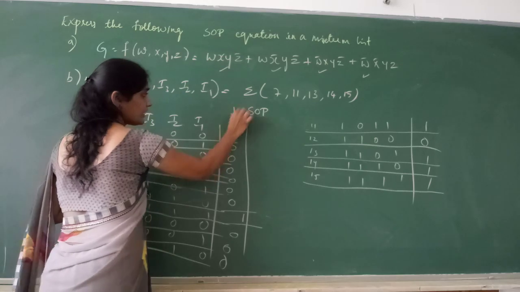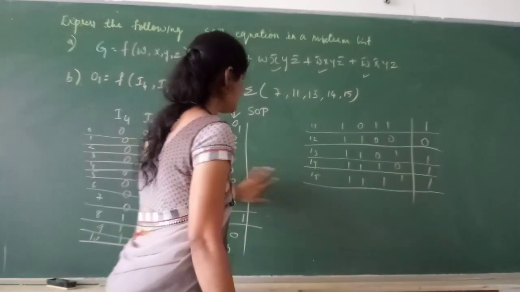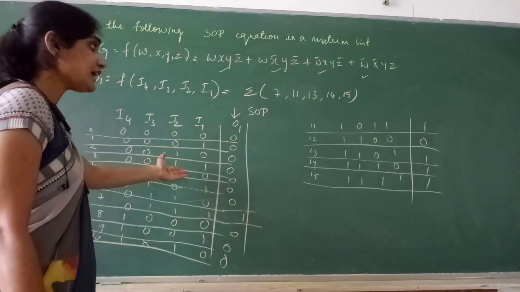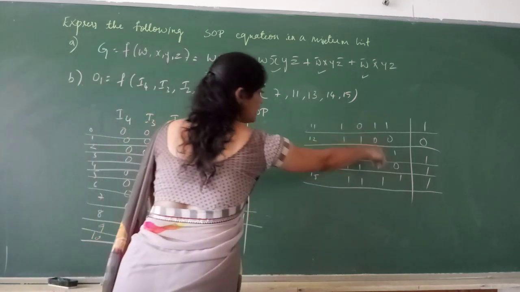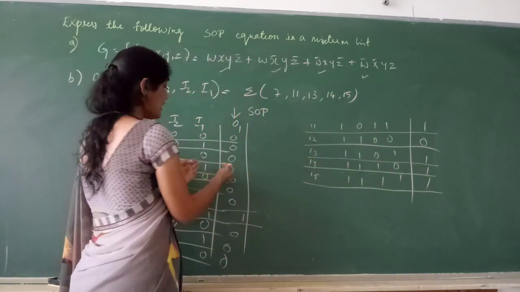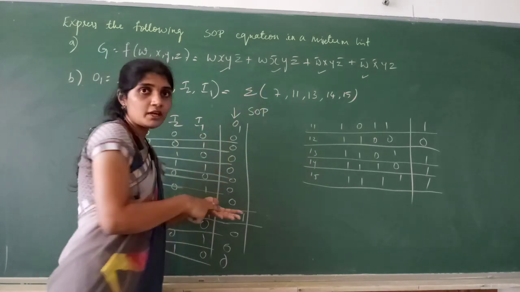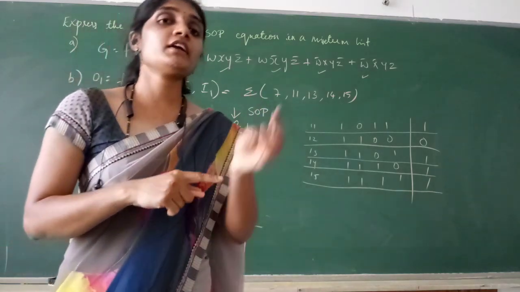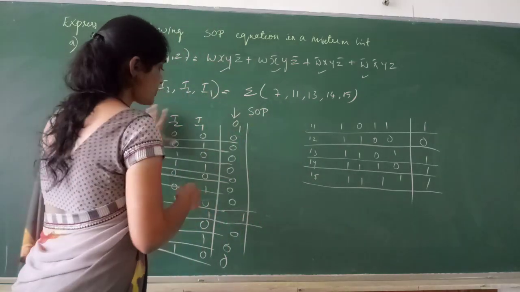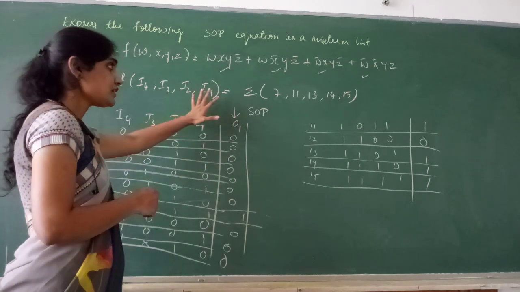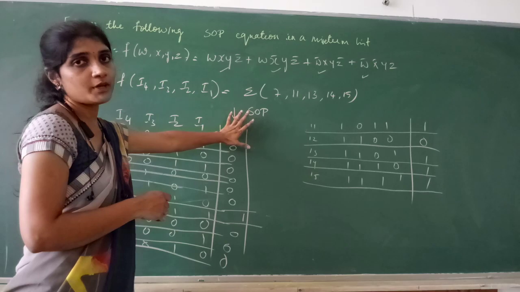So this is the output variable we have. If min terms are 7, 11, 13, 14, 15, this is the truth table. By looking at the truth table we can write the min terms. Min terms are what? 7, 11, 13, 14, 15. And by looking at the truth table we can even write the SOP. So if I give you the min terms you should be able to write the SOP. If I give you the SOP you should be able to write the min terms. And looking at the min terms you should be able to write the truth table. Any one is given, you should be able to write the truth table as well as the SOP equation.